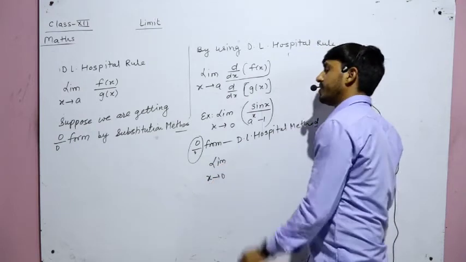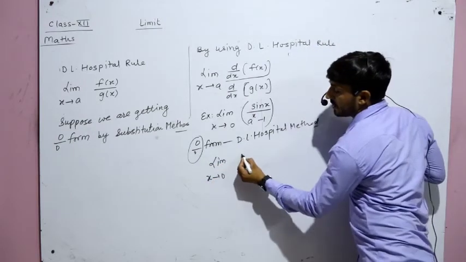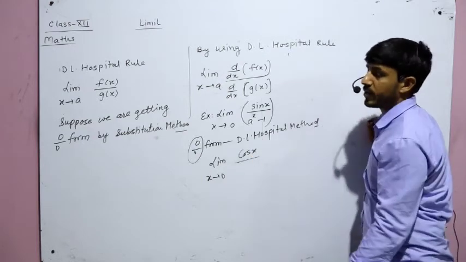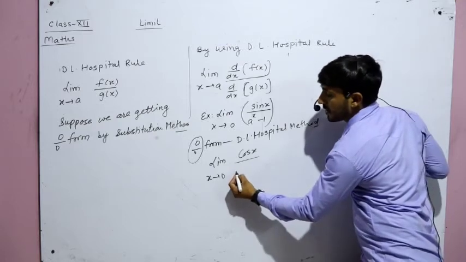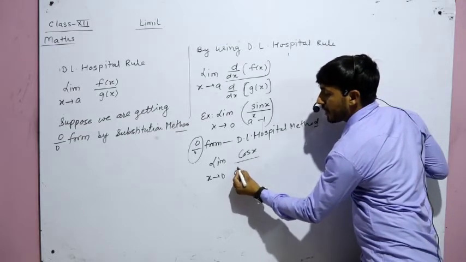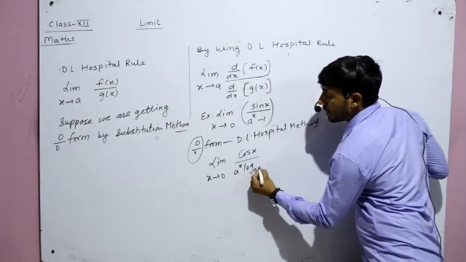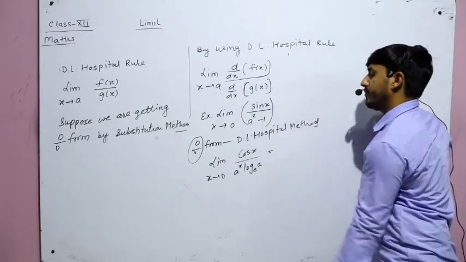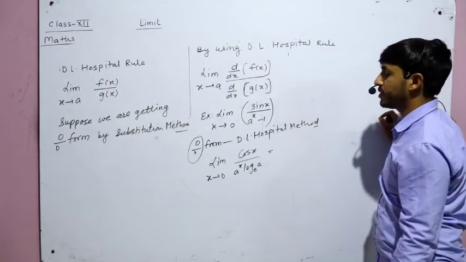And what is the differentiation of sin x? As we know, the differentiation of sin x is equal to cos x. And what is the differentiation of a to power x? That is given as a to power x into log e of a. And what is the differentiation of 1? That is equal to 0. It means we have the given function in terms of this.